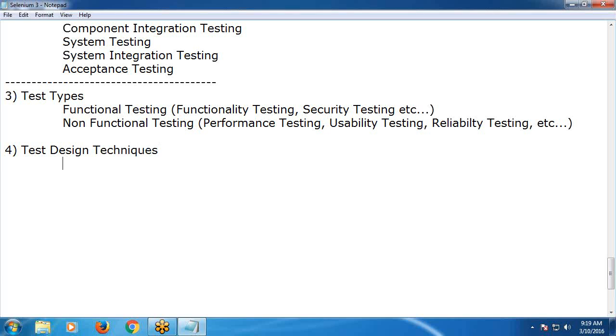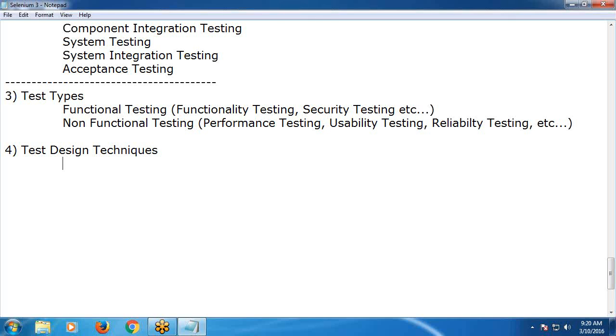See, basically we have three types of test design techniques, Smita. What are the three types, Smita? Black box, white box, and gray box testing. Gray box is a combination of black and white. That is not a separate type.